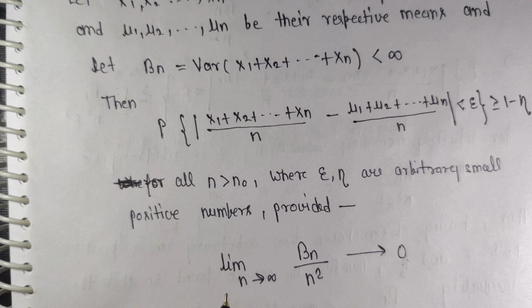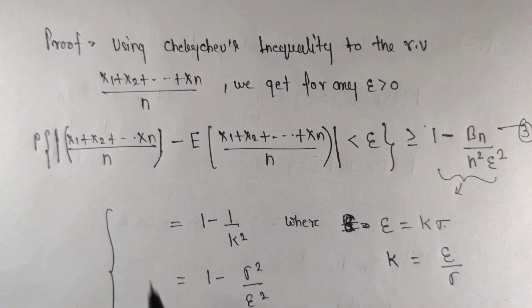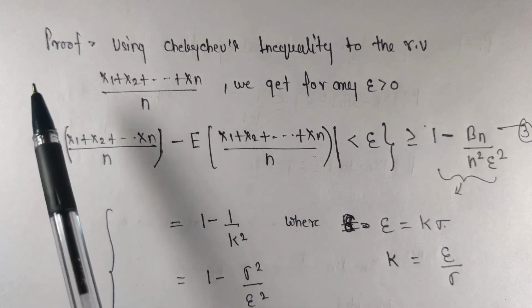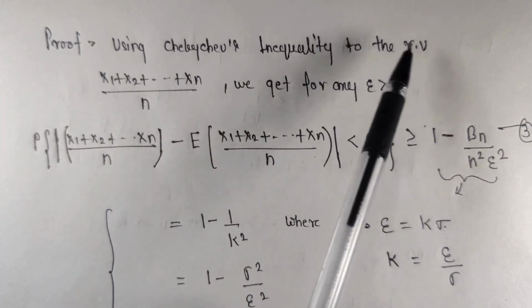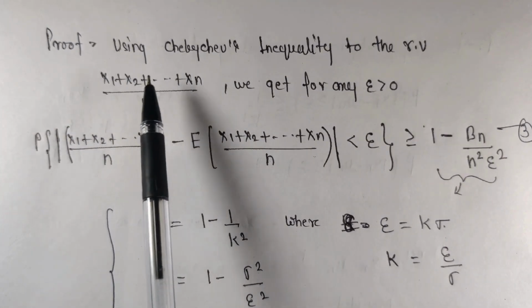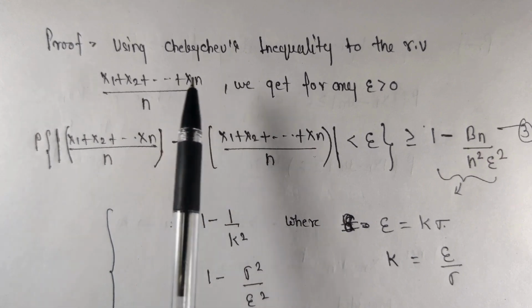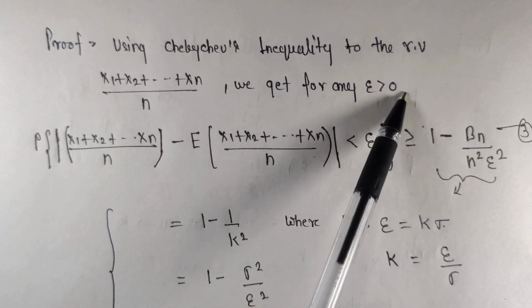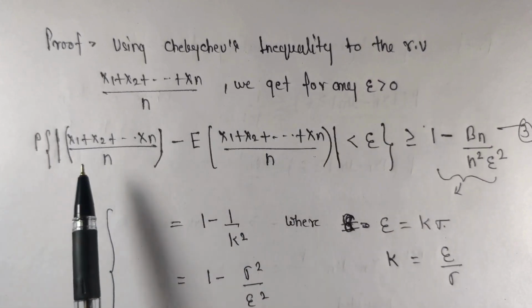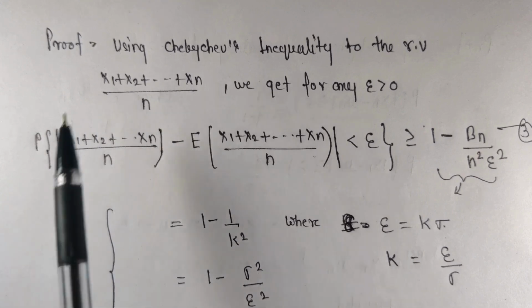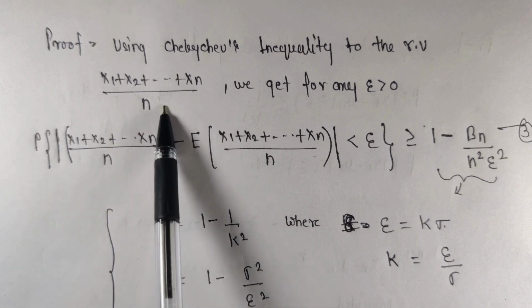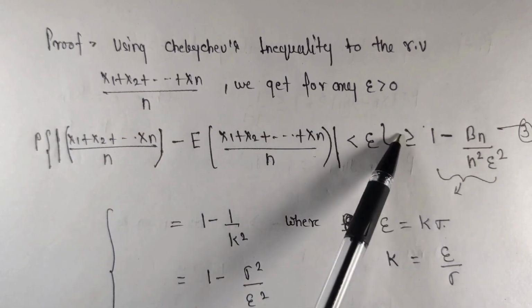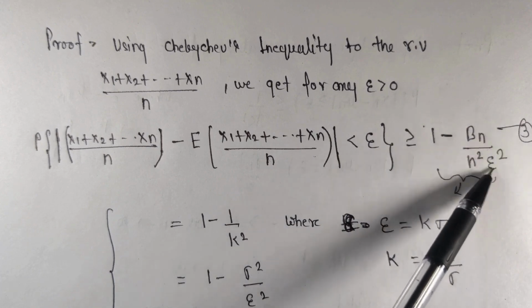Now come to the proof part of the weak law of large numbers. So come to the next step. Now you can see here the proof part. By Chebyshev inequality applied to the random variable (x1 plus x2 plus and so on xn) upon n, we get for any epsilon greater than 0, you can simply define the Chebyshev inequality for this random variable. So probability that the random variable minus the expected value of the given random variable is less than epsilon is greater than or equal to 1 minus 1 upon k square.